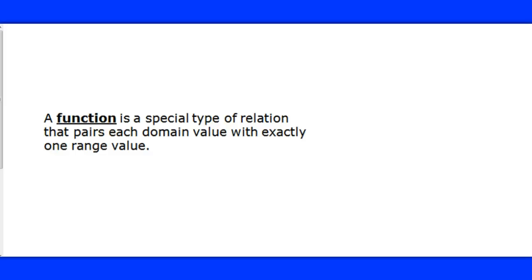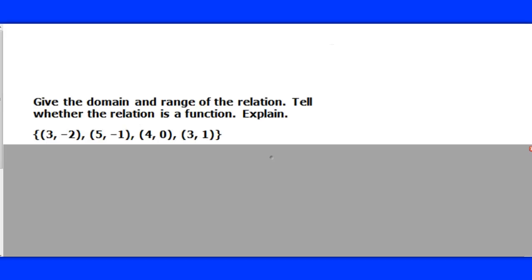What are some other ways to say that? Every x has only one y value. There's no choices. It's not that when I pick x, I can say, well, the y value could be this or it could be that. Only one choice. Okay?